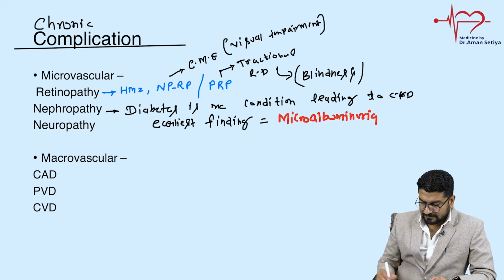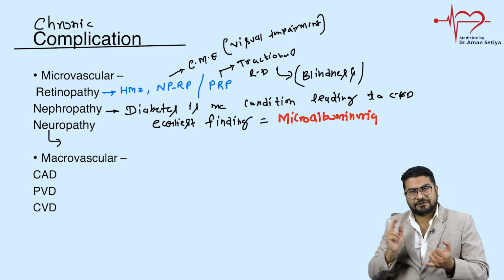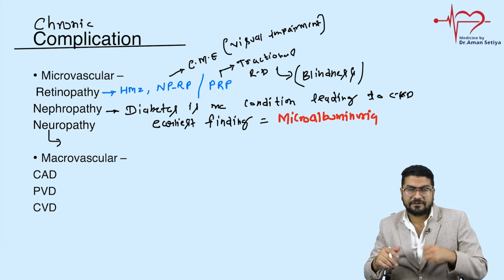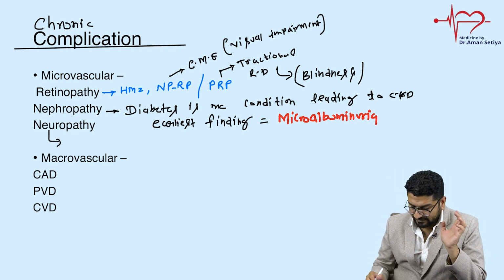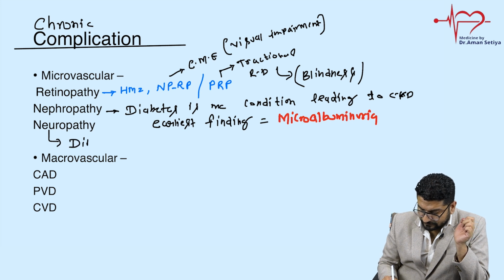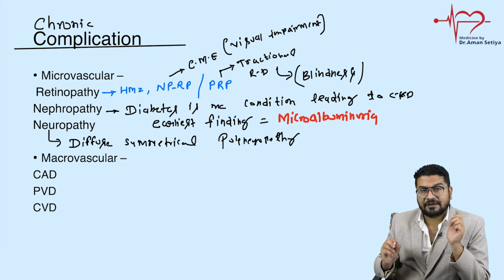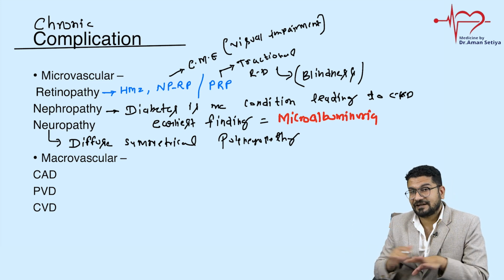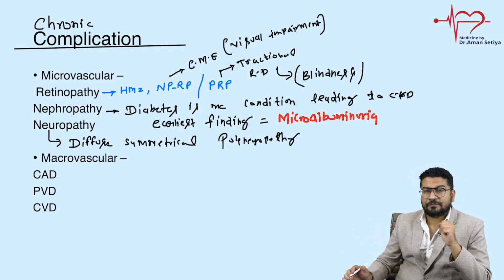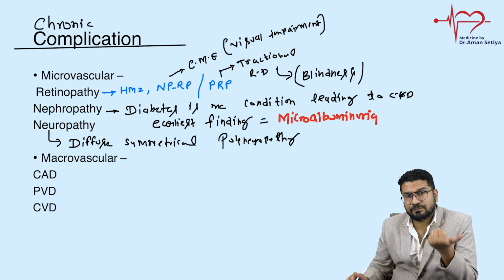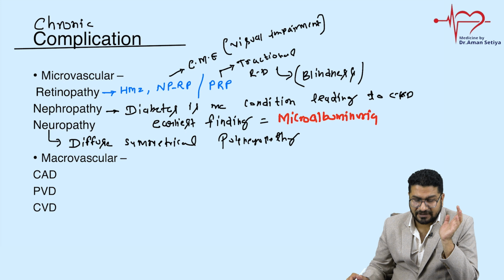Then a patient can also develop a neuropathy. So it can affect small fiber, large fiber, medium fiber, it can affect a sensory fiber, motor fiber, autonomic fiber. The most common type will be diffuse, symmetrical polyneuropathy. But remember, any type of neuropathy is possible in diabetes. Diabetes can cause any type of neuropathy. So in autonomic neuropathy, you have to remember patient can develop postural hypotension, there can be sexual dysfunction, right? There can be bowel and bladder involvement.